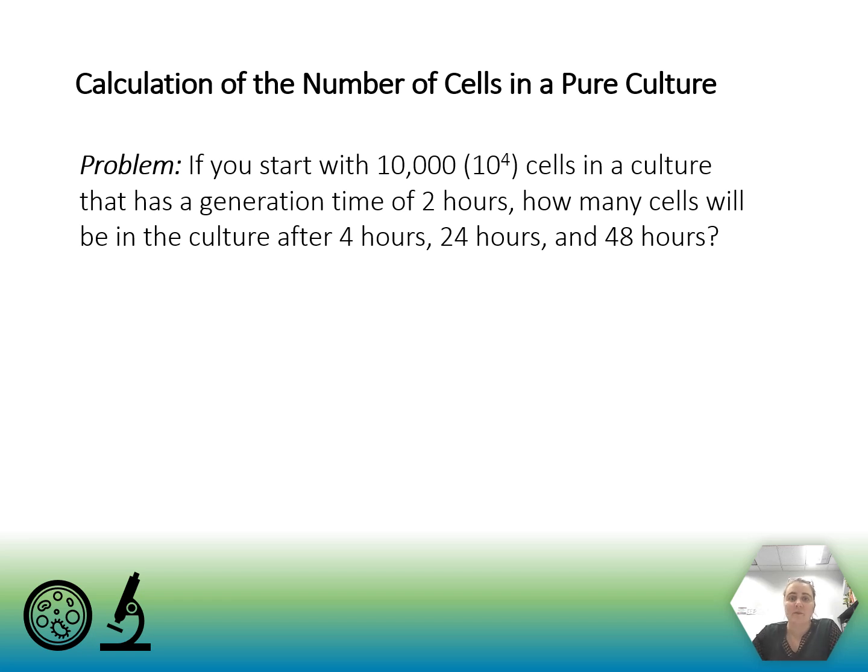Okay, last thing I want to do in this video, because I know we're getting long and we've had a lot of videos so far, is to start with a calculation of the number of cells in pure culture. So what I'm going to recommend is that you pause the video and try this for yourself, and then look at the solution later in the video. So if we start with 10,000 cells in a culture, we have a generation time of 2 hours. We want to know how many cells will be in the culture after 4 hours, 24 hours, and 48 hours. So take a pause, try this yourself, and then look at the solution.